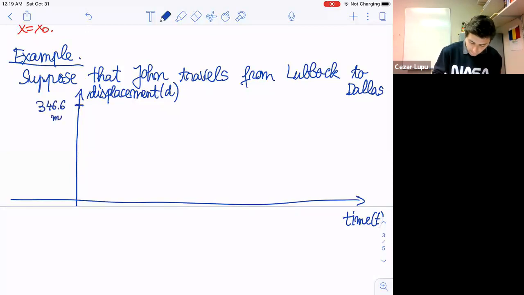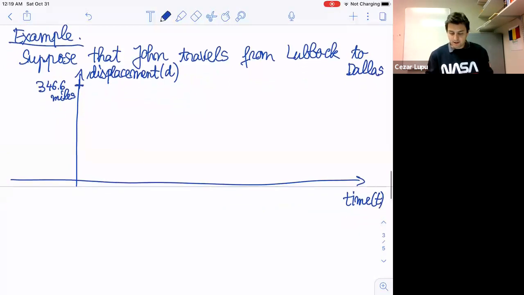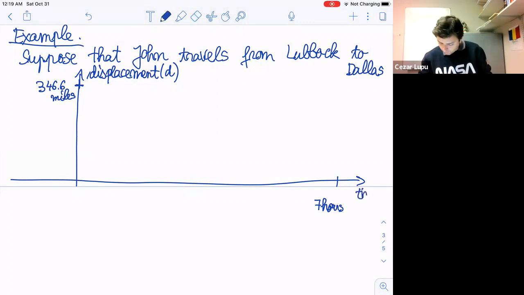346.6 miles. All right. And the time, well, it says it's 7 hours. So this is the time, it's 7 hours, time of t. All right, and now let's see how John travels.